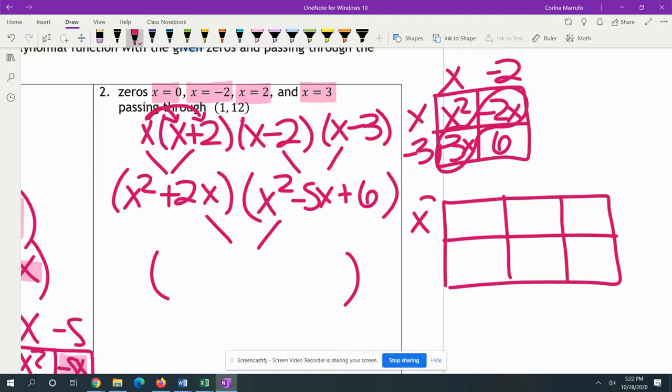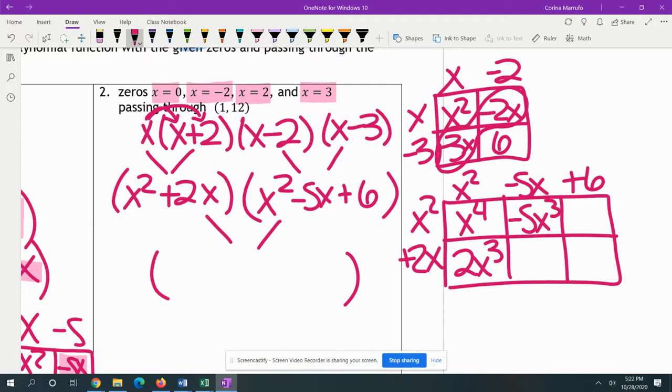So this is going to be x squared plus 2x. And then this one is going to be x squared minus 5x plus 6. Okay, so I'm going to go ahead and multiply them. X squared times x squared is going to give us x to the 4th power. X squared times 2x is 2x to the 3rd power. Negative 5x and x squared is going to give us negative 5x to the 3rd power. 2x times negative 5x is going to give us negative 10x squared. 6 times x squared is going to give us 6x squared. And then 6 times 2x is going to give us 12x.